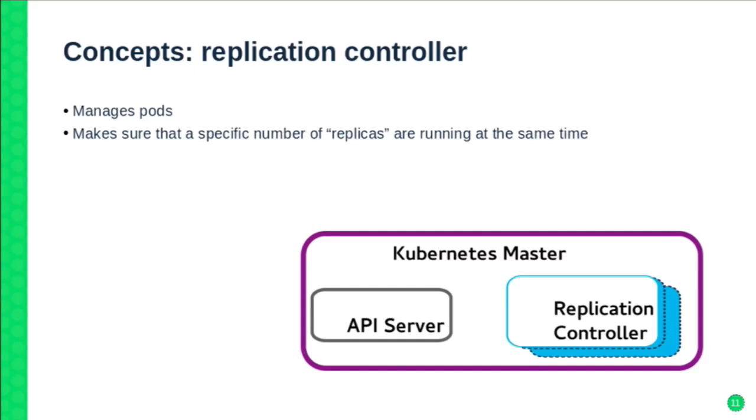And so I've talked about pods, but how do you make sure that there's always a number of pods being run?